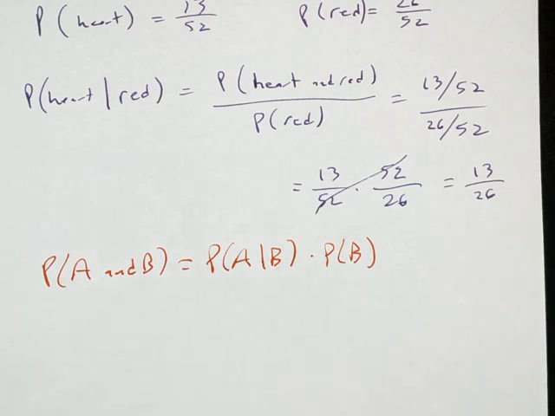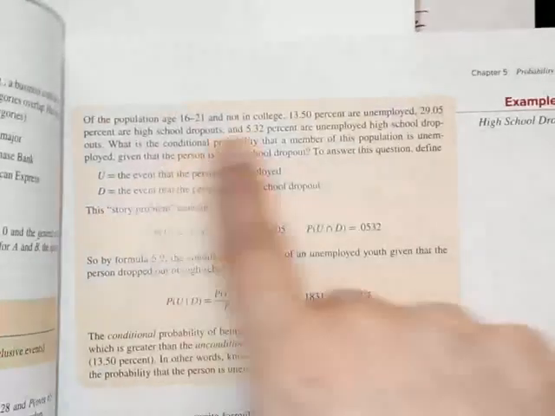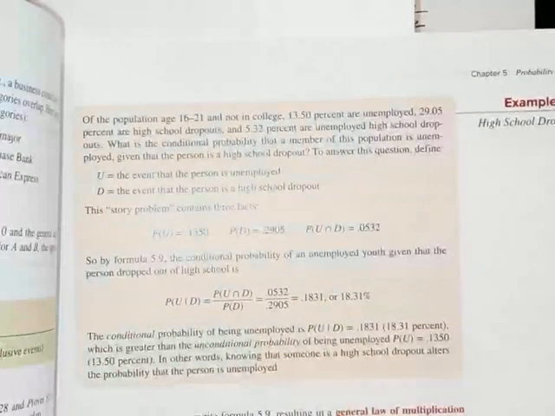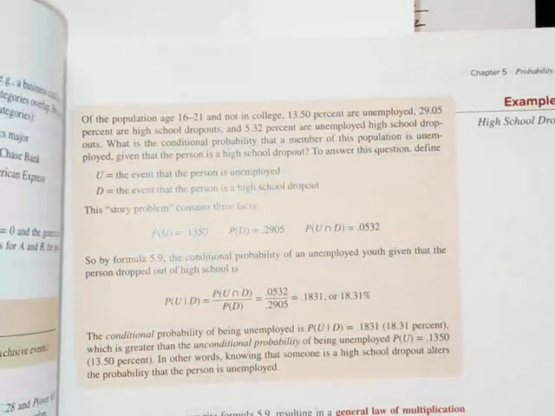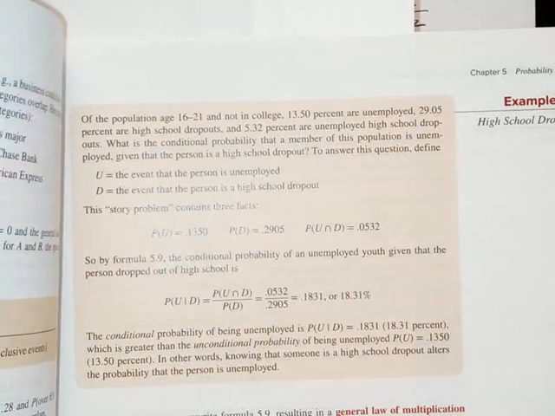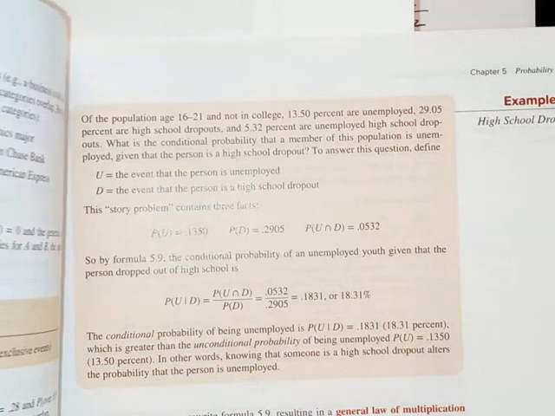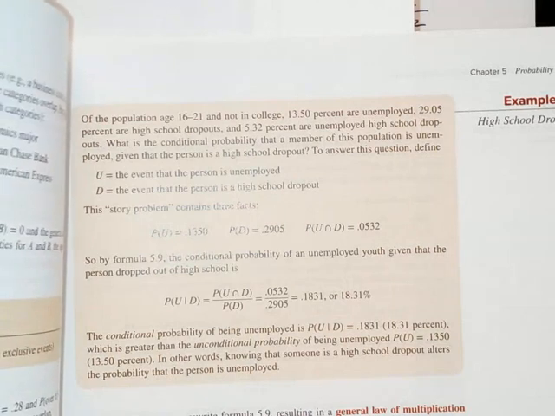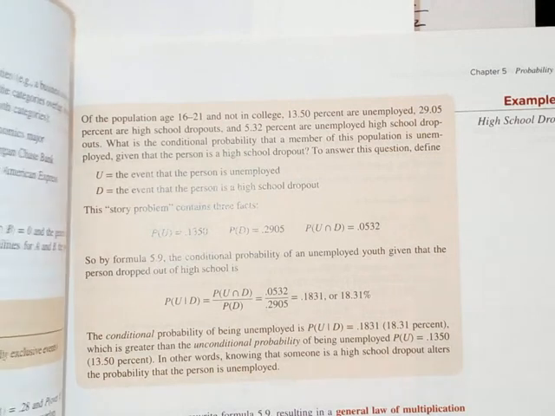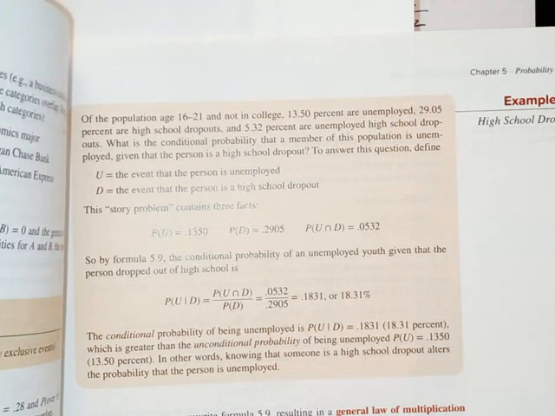There are two examples on page 163. The first of which talks about unemployment rates versus high school dropout rates. So here on page 163, I am told that of the population aged 16 to 21 not in college, 13.5% are unemployed at the time of the writing of the book. And 29.05% of those are high school dropouts, and 5.32% are an and. They're unemployed and high school dropouts. So if I tell you person X is a high school dropout, what's the chance they're unemployed?